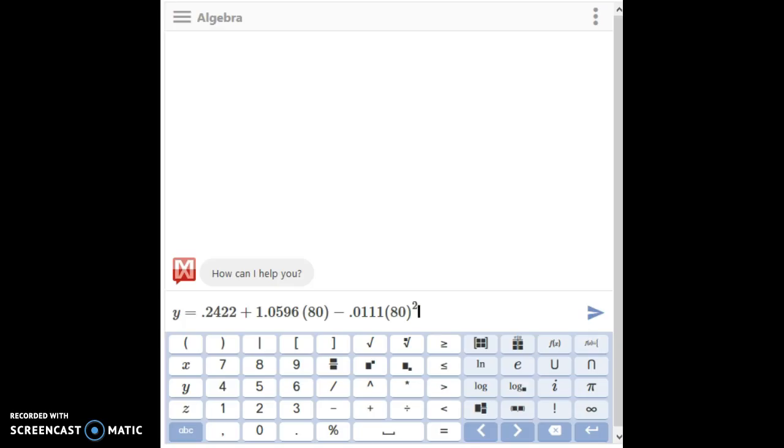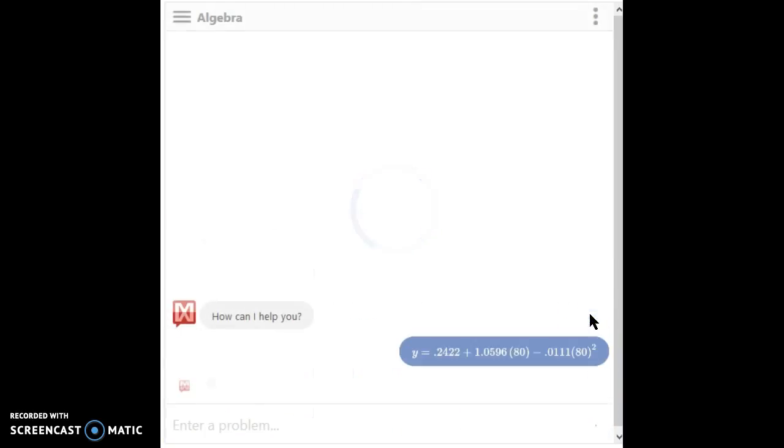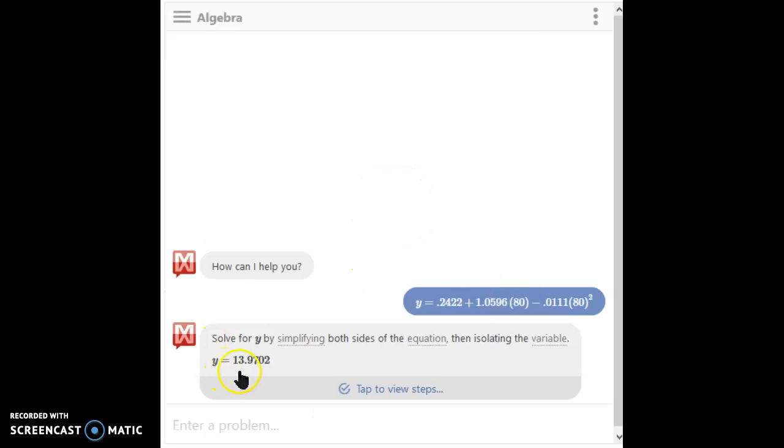Alright, as you can see, I have already entered the equation. X has been replaced with 80, 80 being distance traveled. When we solve, we end up with 13.9702. That would be the height. Now we can move on to the second problem.